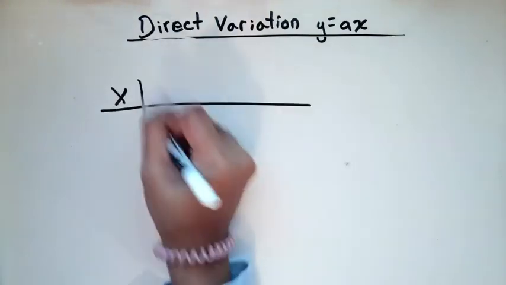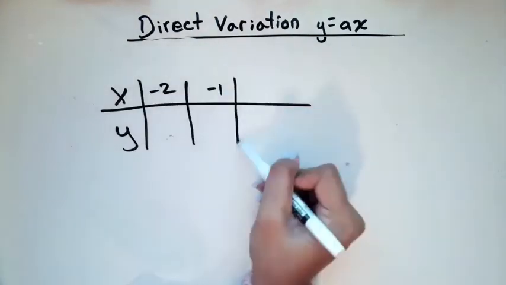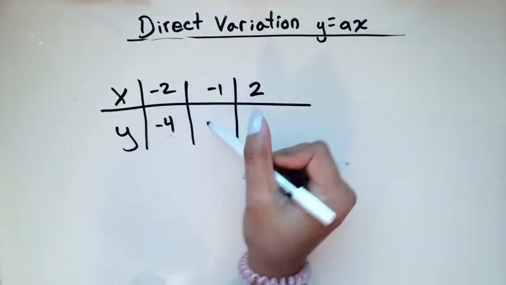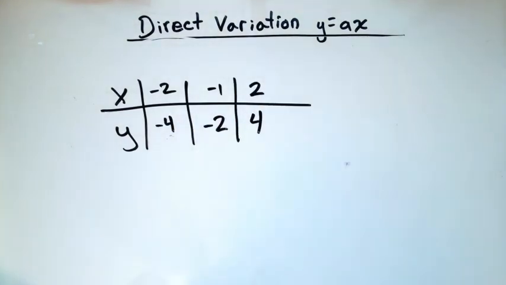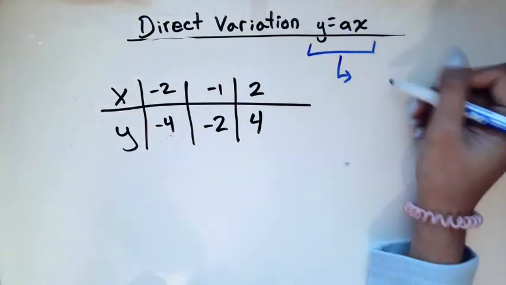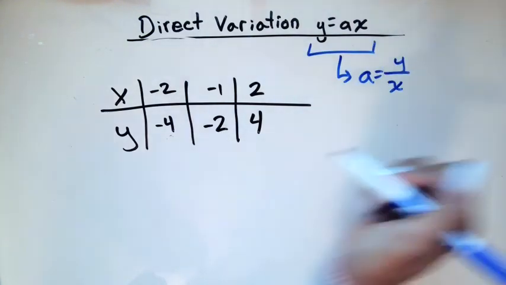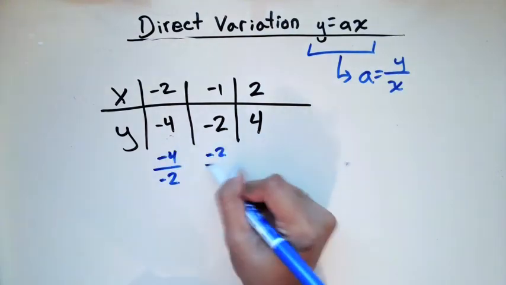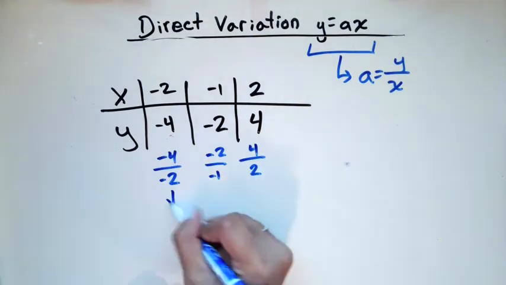But there are going to be other times where you get a chart and the equation is not given to you at all. But we can still check this because you're given the x and you're given the y. Remember our original equation, y equals ax? Let's change it so we get a equals. Divide both sides by x, we get a equals y over x.